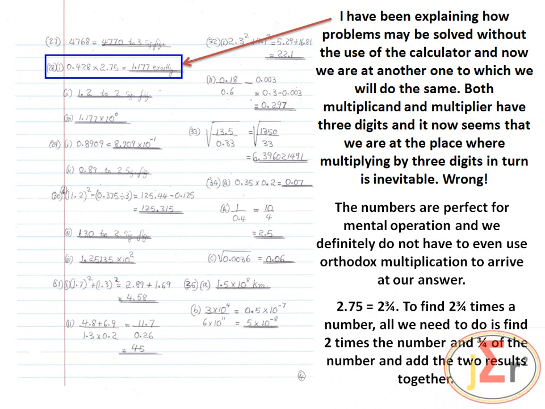2.75 is equal to 2 3/4. To find 2 3/4 times a number, we will need to find 2 times the number and 3/4 of the number and add the two results together. So 2.75 turns out to be maybe a lot easier to multiply by than we imagine. All we need to do is take 2 times this number and take 3/4 of this number and add the results together. Then we have 2 3/4 of the number. And we will do that very soon.